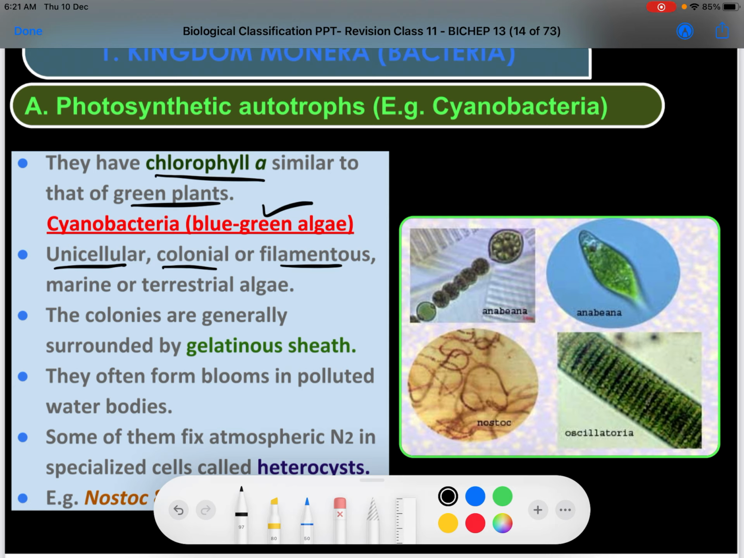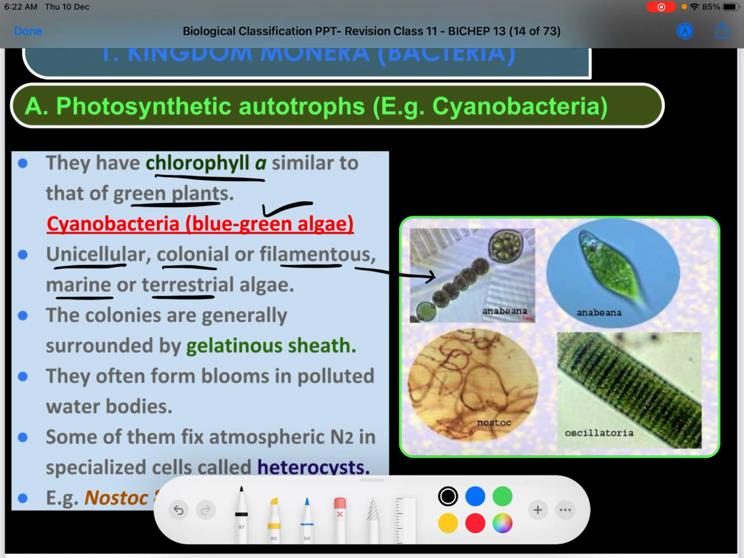So when they are spherical in shape, when they are in the group, they are colonial, and when they are forming thread-like structure and living together, then they are filamentous. So this is the example of filamentous, right? So they can be marine or terrestrial algae. So freshwater or salty water, in both the medium they can be found.